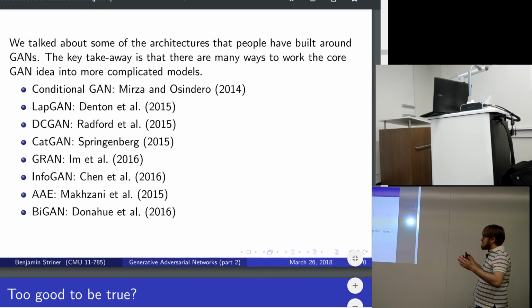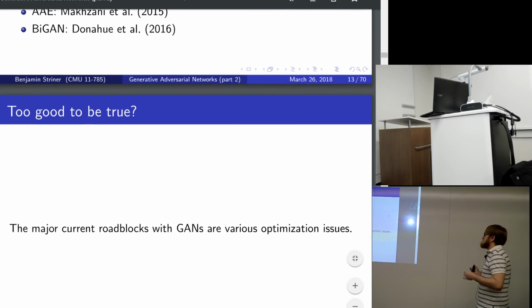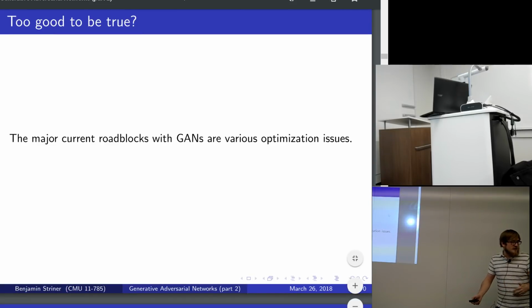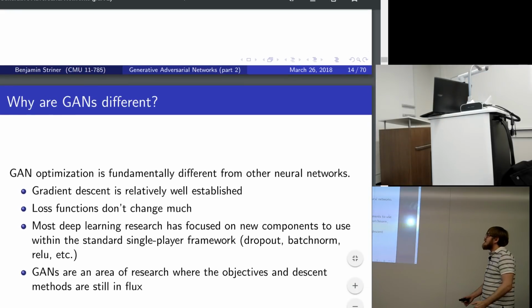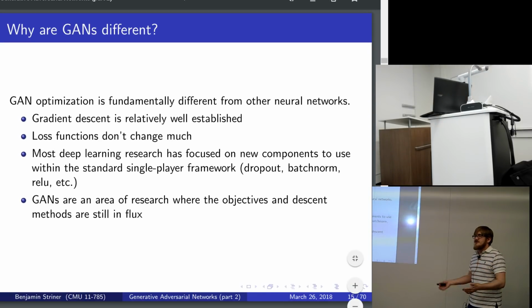So the story so far sounds great. What's the problem? The current major problem is just optimization issues. There are some other problems, but that seems to be where the story kind of falls apart. And the question is, why are they so different than your traditional networks, your feed-forwards that you do every day?